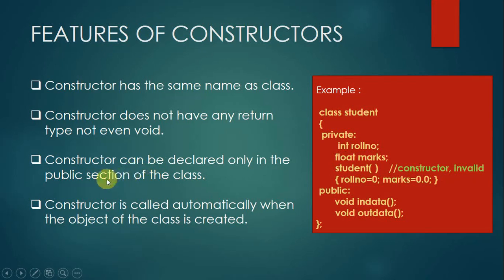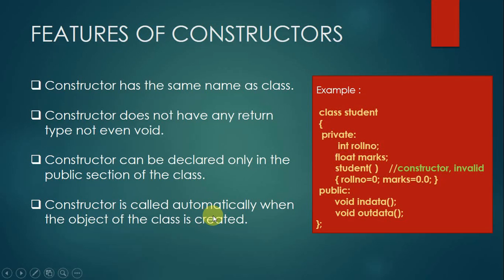Constructors can be declared only in the public section of the class. This is very important. You can see here I am trying to declare the constructor in the private section of the class. But this statement is invalid because this constructor function is used by the object of the class. An object can access only those functions which are present in the public section of the class. So if the constructor is present in the private section, it won't be invoked by the object, and we also won't be able to create any object. The constructor has to be present in the public section.